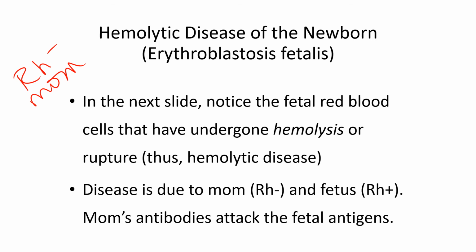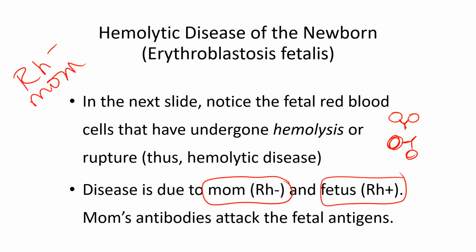And unfortunately, what happens is the fetus's red blood cells may rupture thanks to the red blood cells being agglutinated by those Y-shaped antibodies. So keep in mind, they will cross-link, and that can cause quite a mess as those cells rupture. So again, the disease results when mom is Rh negative and the fetus is Rh positive.